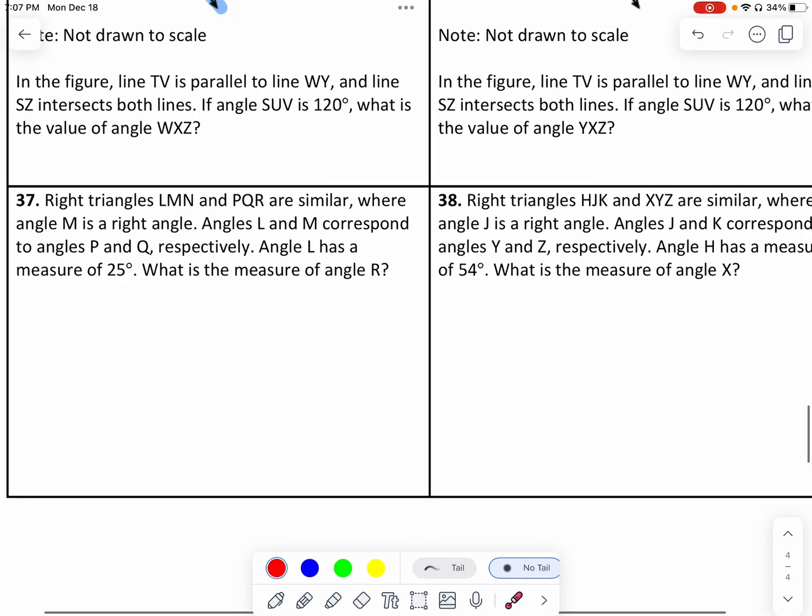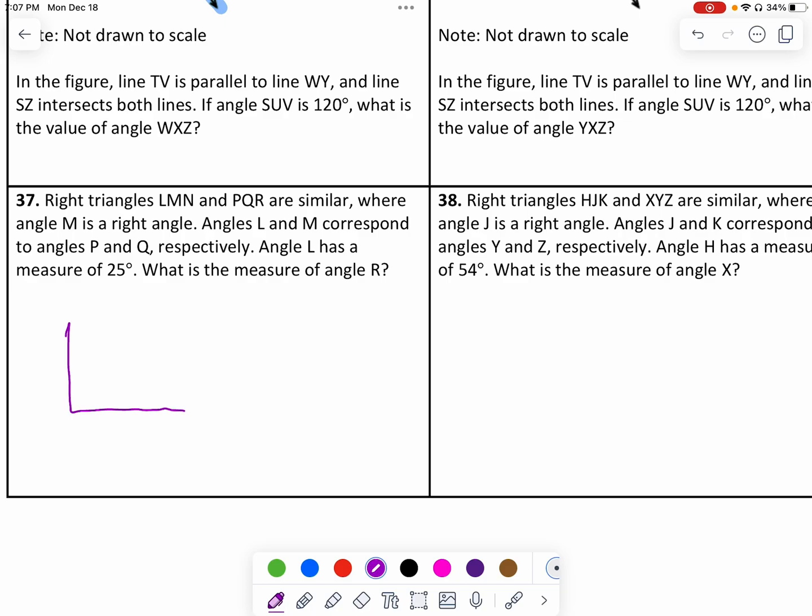Now let's go on to triangles. Right triangles LMN and PQR are similar. We've talked a ton about what similar triangles are. They have to have the same angles, because they could be completely different sizes. M is the right angle. Good, I drew that right. So that means Q is also our right angle, and angles L and M correspond to angles P and Q.